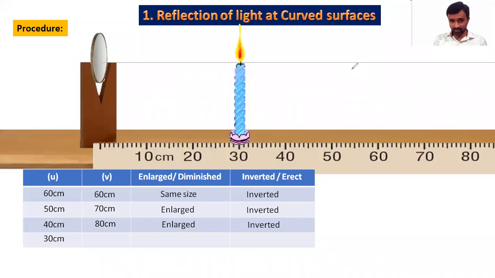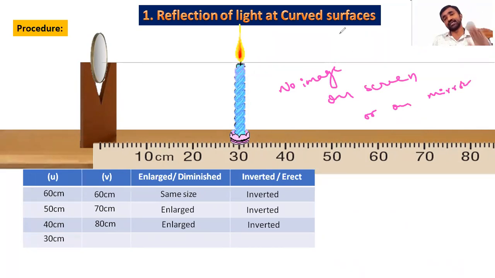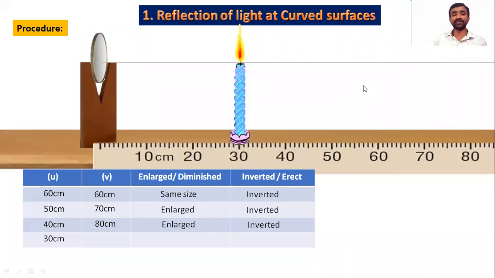But in this case, at 30 centimeters, we don't see any image on the screen, on the paper, or on the mirror. So in this case, what we can note down here is that the image is said to be observed at infinity distance. We cannot go that distance. So we can write here, image is formed at infinity, right? So image is at infinity.